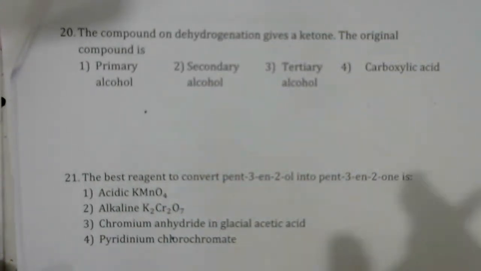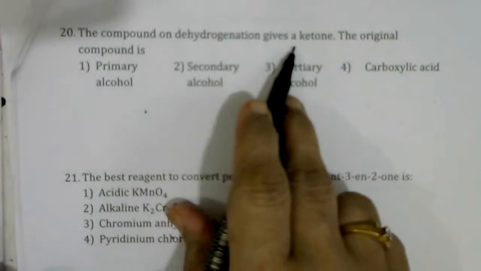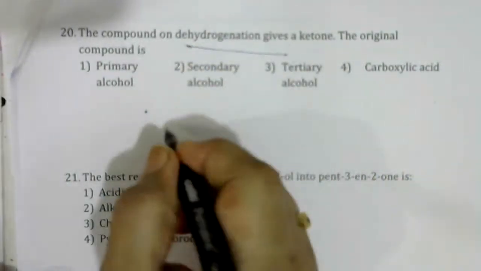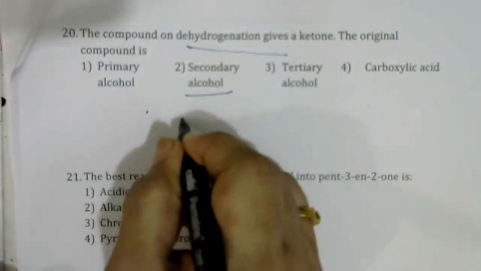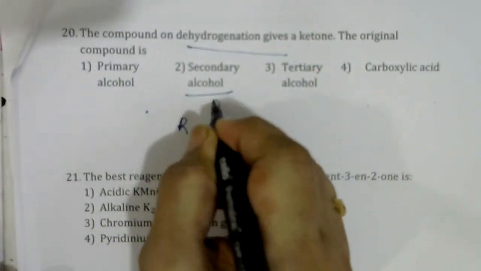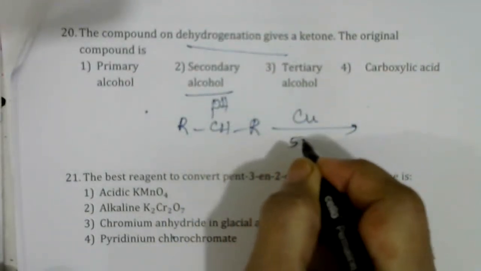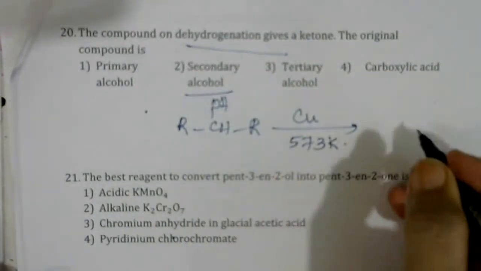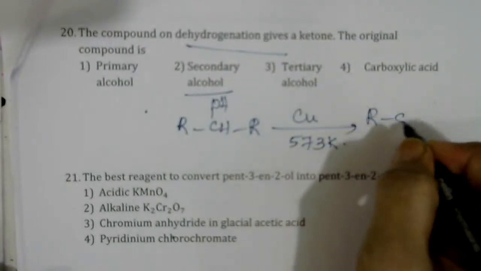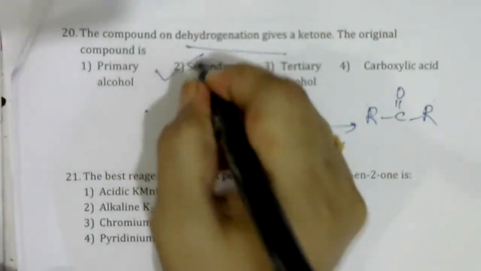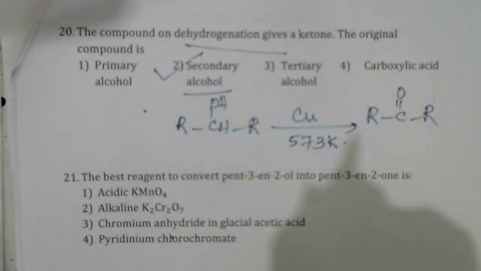Question number 20. The compound on dehydrogenation gives ketone. What is dehydrogenation, children? Whenever a secondary alcohol undergoes removal of hydrogen gas by heating with copper at around 573 Kelvin, it will produce a ketone. That's why we can say that the answer is secondary alcohol.